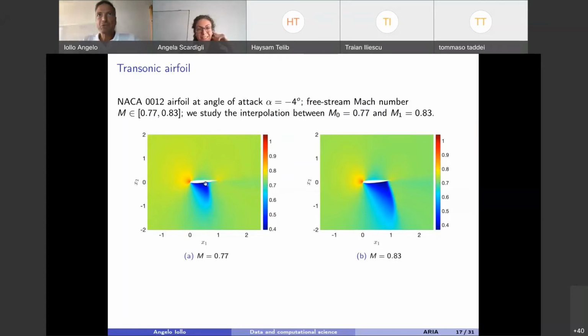So we have the solution, so it's a transonic flow. We have a shock wave, which is here on the left for Mach 0.77, a shock wave that is significantly displaced for Mach equal 0.83, and now we are trying to find the interpolation between the two with the technique that I explained to you.